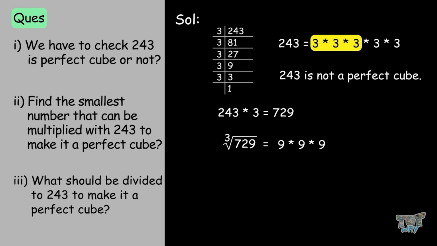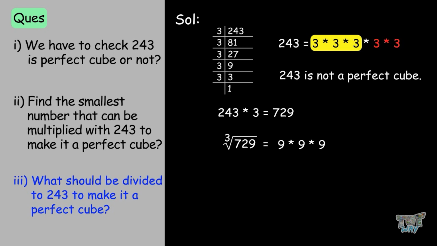Now let's move on to the third question, which is: what number can 243 be divided by to make it a perfect cube? Again, use prime factorization. We were short of one 3, so we multiplied it to make a perfect cube. Now we have an extra pair of 3s. That is, if you remove these two 3s, you get a triplet only.